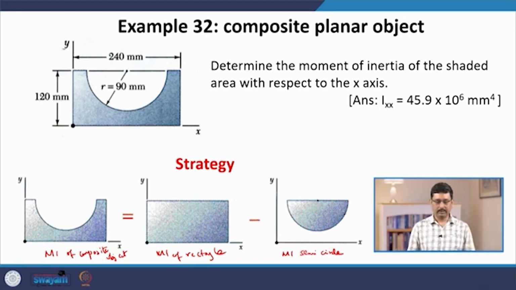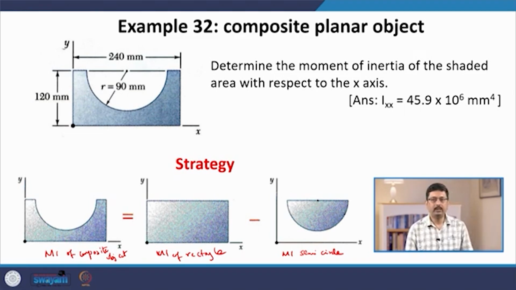So, here let us compare moment of inertia and mass. There is a pretty crucial difference. In the case of mass, we can always take a mass, and if we scoop out this portion, then the mass of this rectangle minus the mass of this semicircle is going to give us the mass of the composite object as shown in the figure.